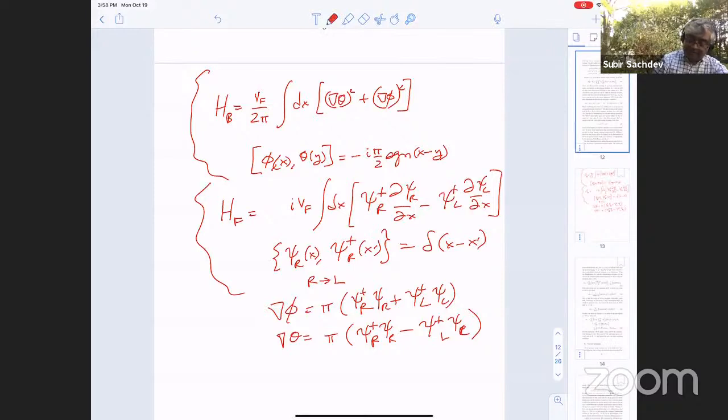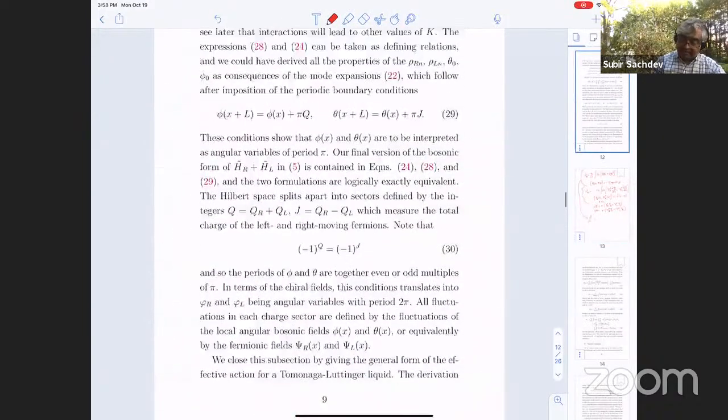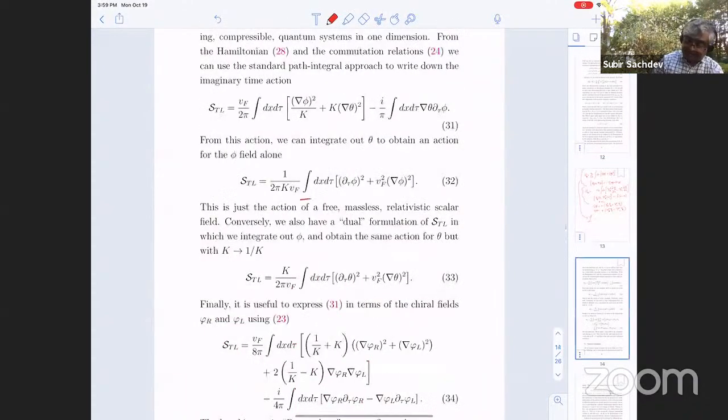If you just work out the Lagrangian, and that's in the notes, how that's done, the Lagrangian of this thing, it just turns out to be, well, I can just show you where it is. It's this. Okay, so that should look familiar. That's just a massless relativistic scalar field with velocity, while the velocity of light is Vf. And this capital K is one everywhere in all the expressions that you see here.